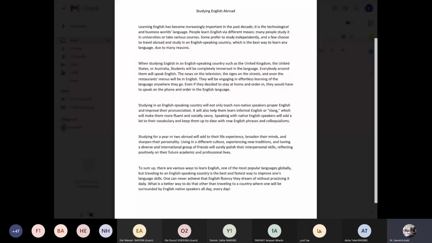And then she is giving us a comment. She's saying that one can never achieve that English fluency that they dream of without practicing it daily. What is a better way to do that other than traveling to a country where one will be surrounded by English native speakers all day, every day? Yes, that's a very good conclusion, where she sums up the whole idea, where she rephrases and restates the thesis statement.